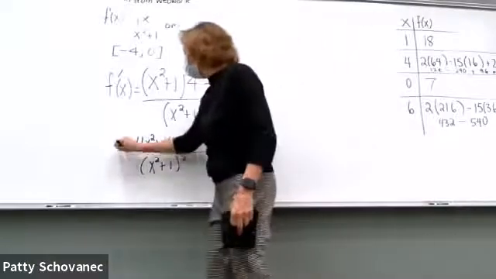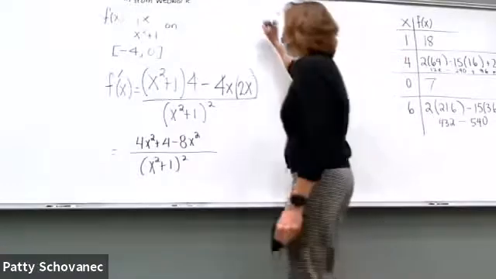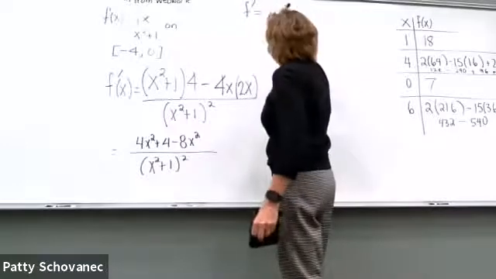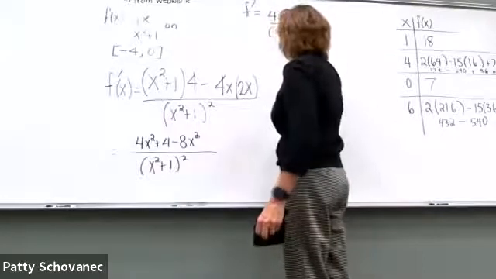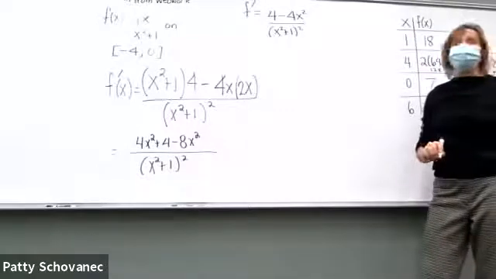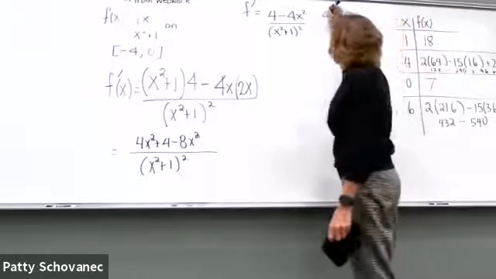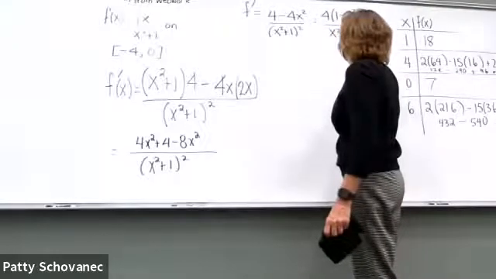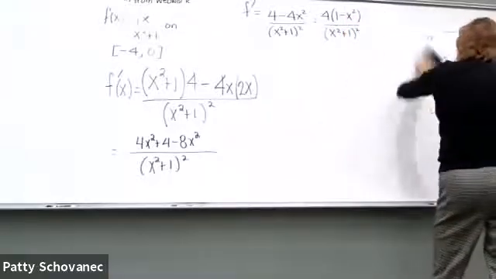And so 4x squared minus 8x squared is a negative 4x squared. So I'm getting 4 minus 4x squared all over x squared plus 1 squared. I'm going to keep going. I'll factor the numerator. We'll pull out a 4, and then factor 1 minus x squared as 1 minus x and 1 plus x.